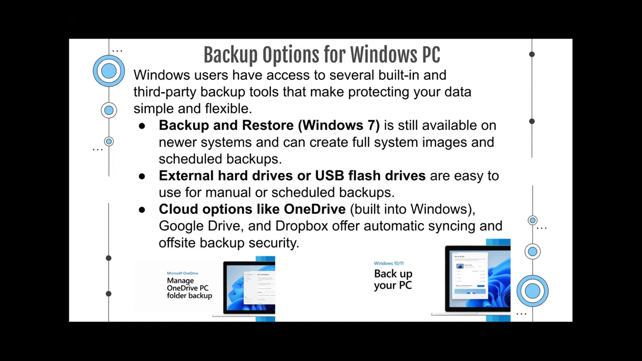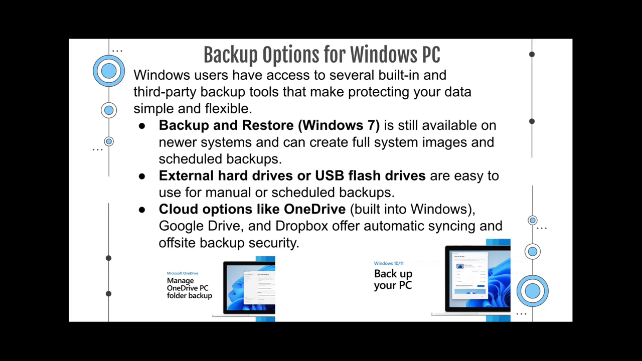Backup options for Windows PC. Windows users have access to several built-in and third-party backup tools that make protecting your data simple and flexible. There's Backup and Restore, Windows 7. It's still available on newer systems and can create full system images and scheduled backups. So, scheduled backups, if we think back to what we learned before, that would be incremental backups because they're scheduled over a period of time and they're in chunks.